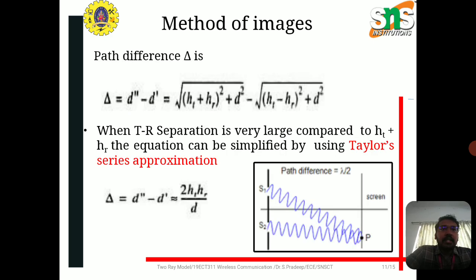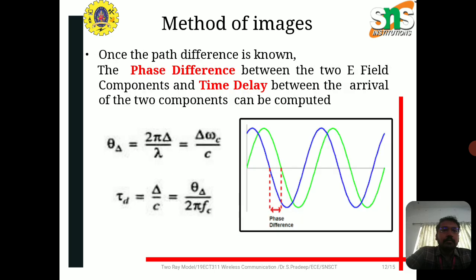By using the method of images, we find the path difference delta, which is given by delta equal to d'' minus d', where the TR separation is very large compared to HT plus HR. The equation can be simplified by using Taylor series approximation, and delta is given by 2 HT HR by d. Once the path difference is known, the phase difference between the two electric field components and the time delay between the arrival of the two components can be computed. Theta equal to delta omega c by c, and time delay tau is equal to delta divided by 2 pi fc.